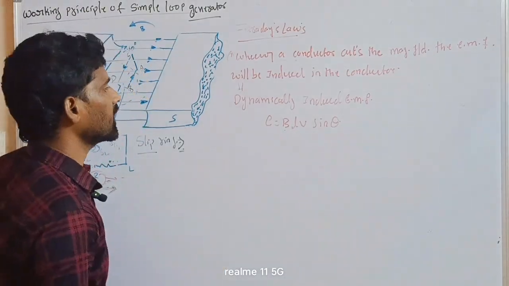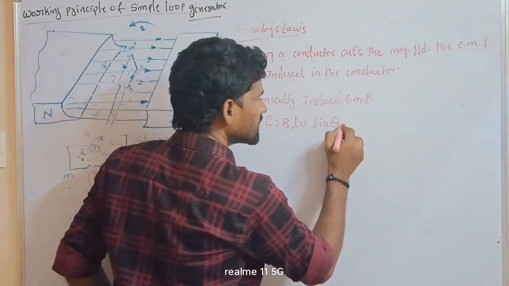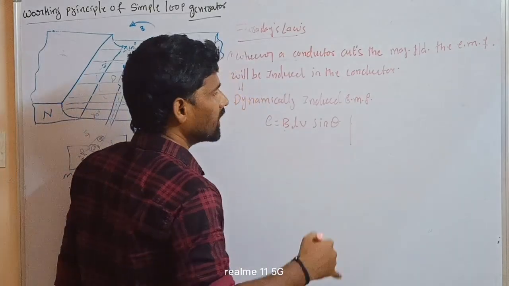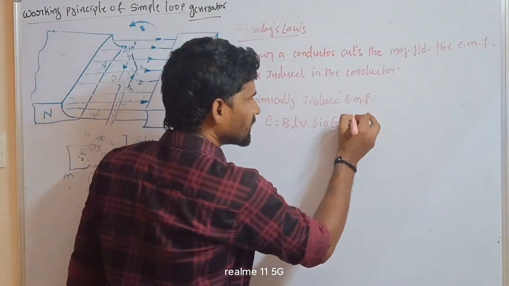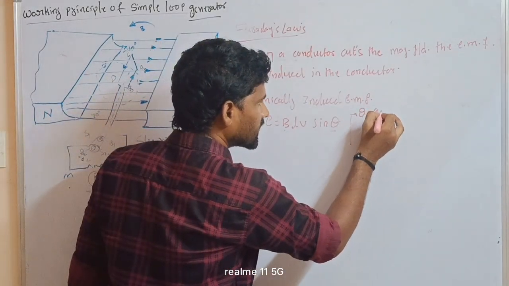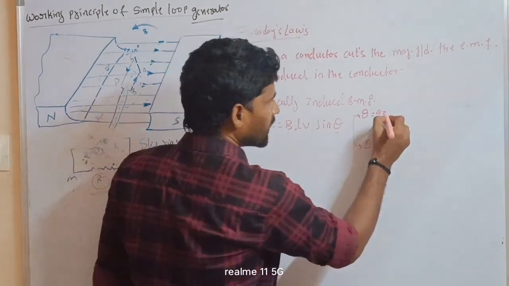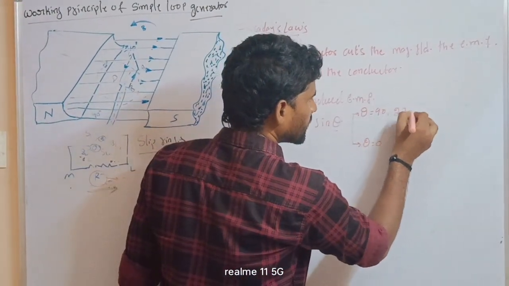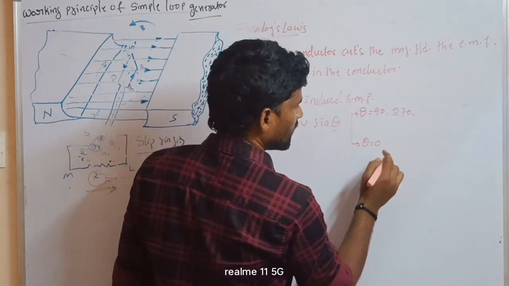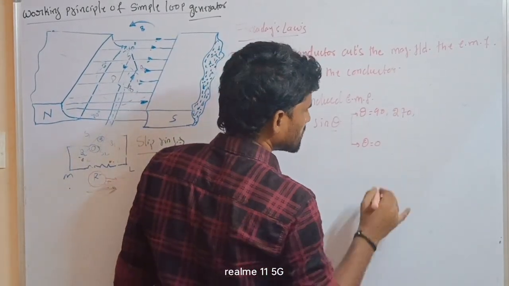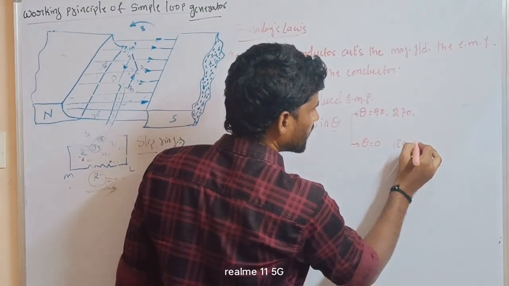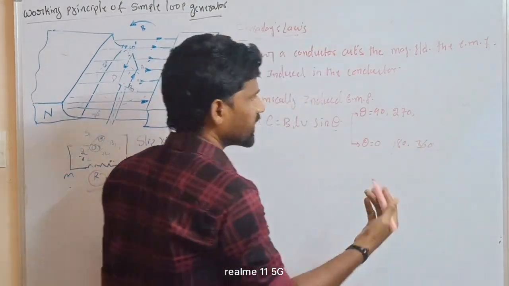Theta is important. Theta is the angle. For example, theta is equal to 90 degrees or 270 degrees, and here theta is equal to 0, 180, 360 degrees. So they are repeated.